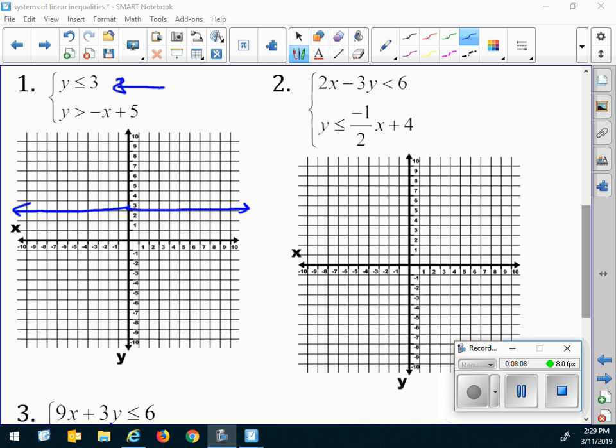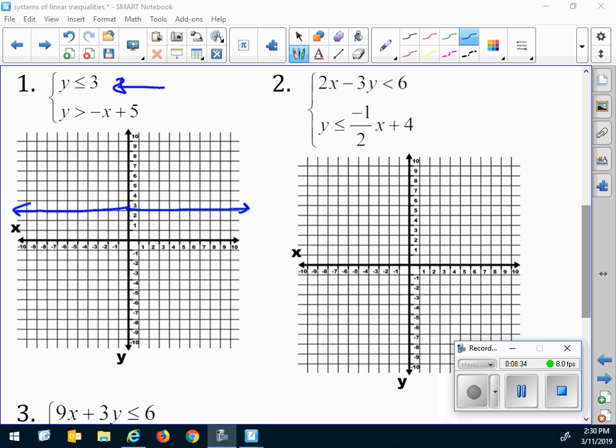Now, I don't want you to shade, and the reason is you just have a lot to do. So, here's what I want you to do. Y is less than or equal to 3. Are my solutions going to be above that line or below that line? It's below. That's right, Joanna. Less than is below.